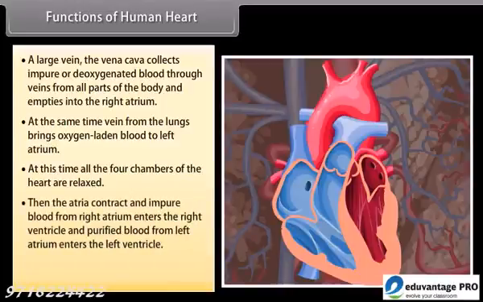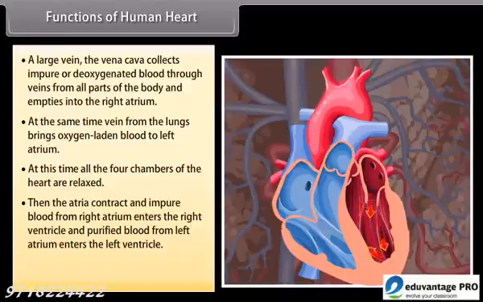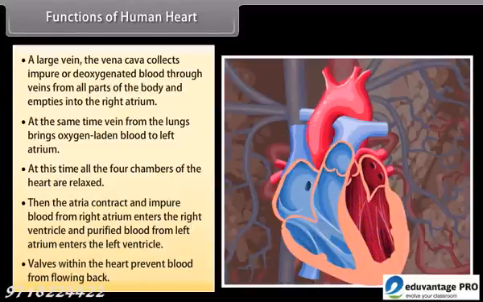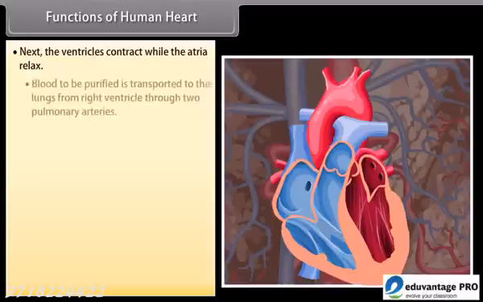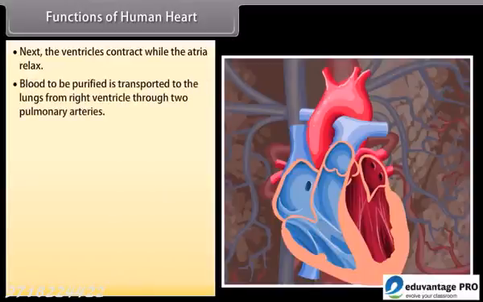Then the atria contract and impure blood from right atrium enters the right ventricle and purified blood from left atrium enters the left ventricle. Valves within the heart prevent blood from flowing back. Next, the ventricles contract while the atria relax. Blood to be purified is transported to the lungs from right ventricle through 2 pulmonary arteries.